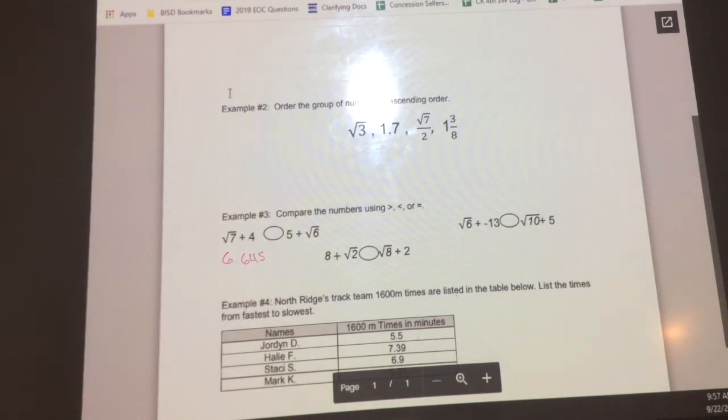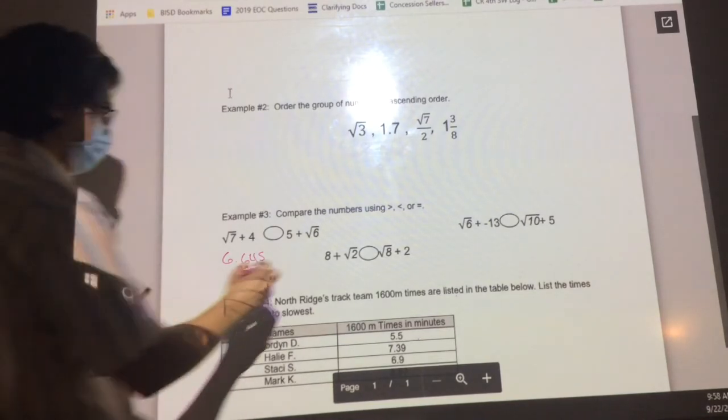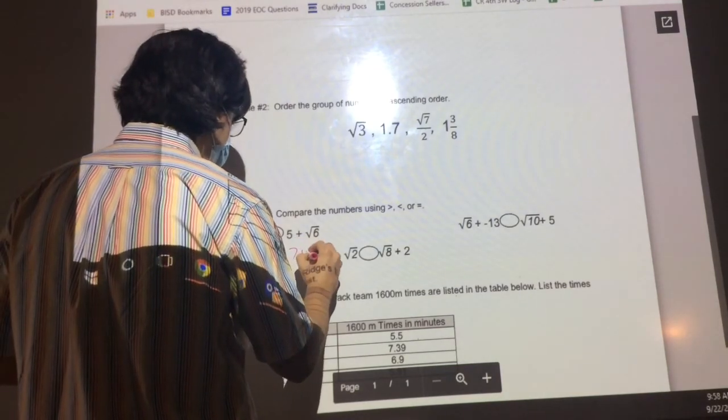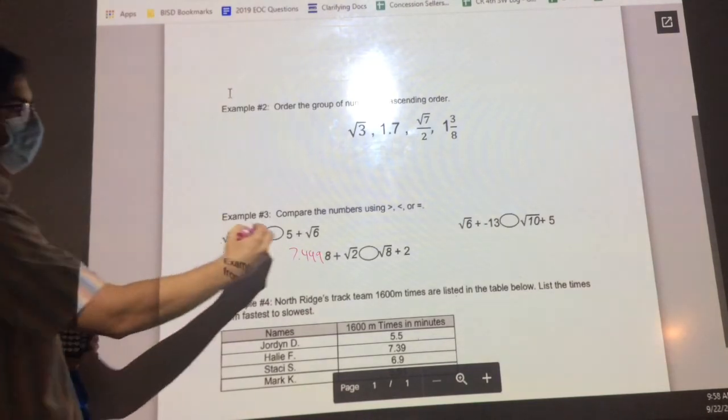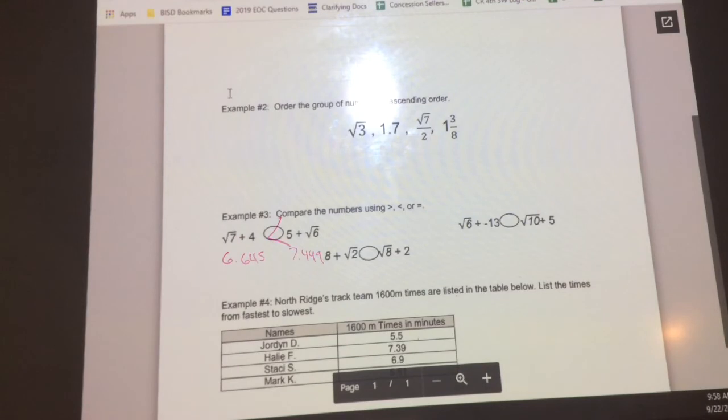Do we agree? Yes. Let's do the next one now. 5 plus second square root 6. Ziana, what'd you get? 7.449. So which side should the alligator mouth with the inequality go after? Right side. Are we all okay with that? Hey, here's what I want you to do. I want you to try the next two on your own.